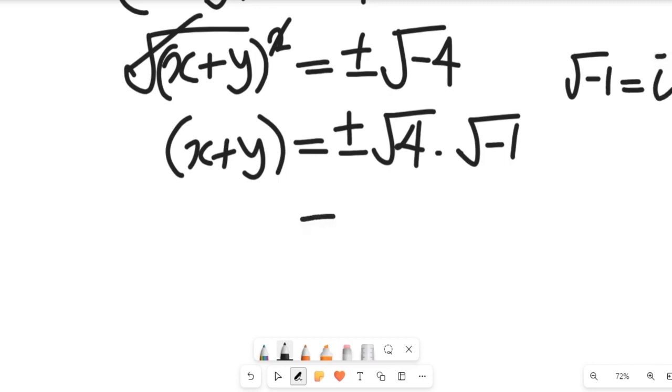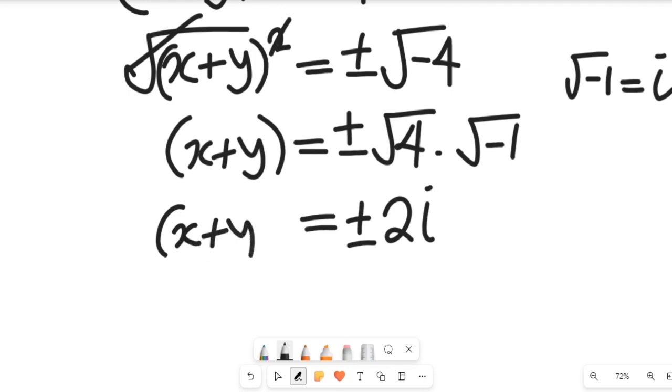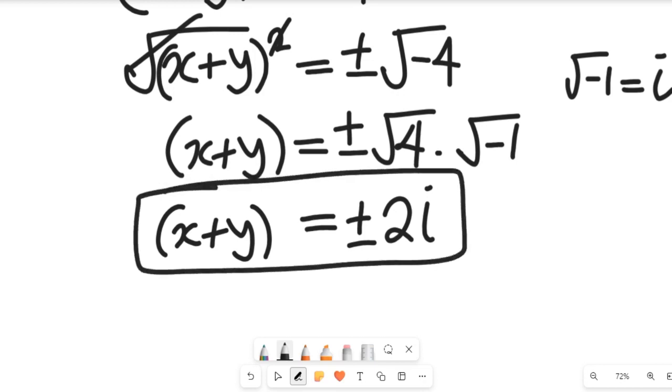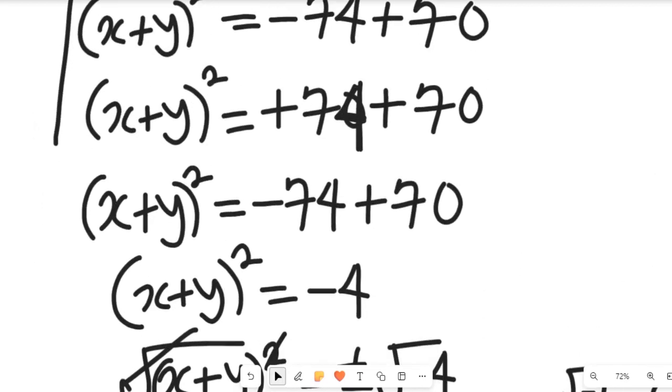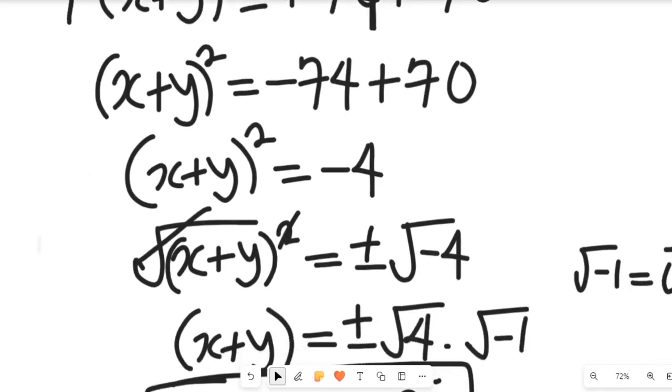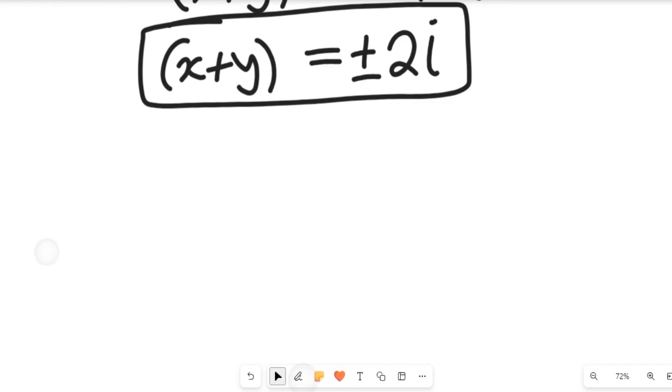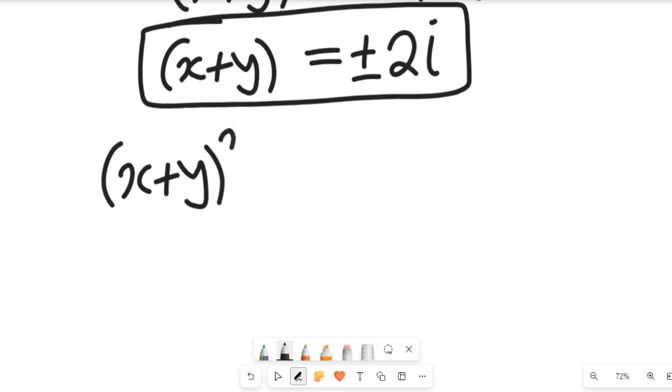So we are going to have that expression to now give us plus or minus square root of 4, which is 2 imaginary. So the value of our x plus y is equal to plus or minus 2 imaginary. That is the first two values of x plus y. So let's go back and look at the second expression. (x plus y) squared equal to plus 74 plus 70. So we have (x plus y) squared to be equal to plus 74 plus 70.